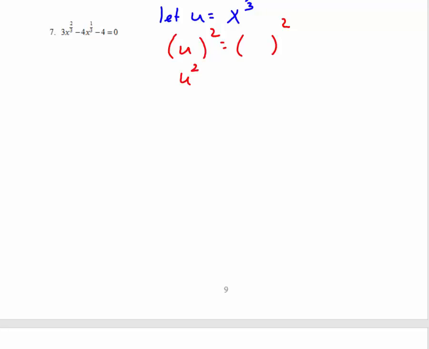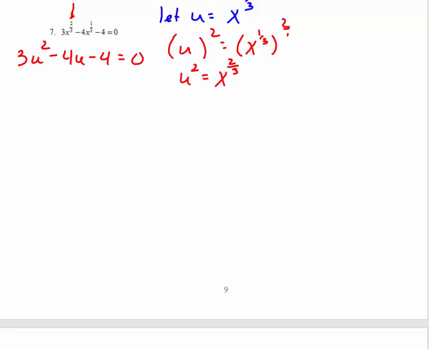So u squared is just going to be u squared. When I take x to the 1/3 and I square it, I multiply powers. So I end up with x to the 2 times 1 is 2, 3 times 1 is 3, so I get x to the 2/3. Did I end up with my first variable? Yes, I did. So u squared is x to the 2/3, and u is x to the 1/3. So my equation is going to turn out to be 3u squared minus 4u minus 4 equaling 0.